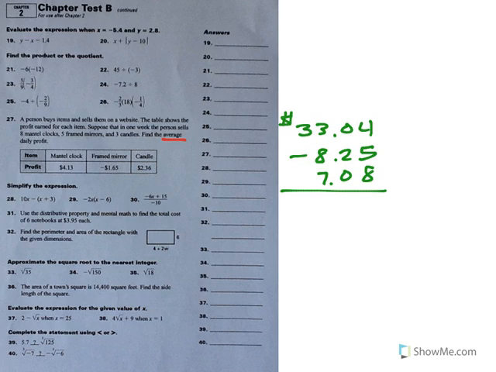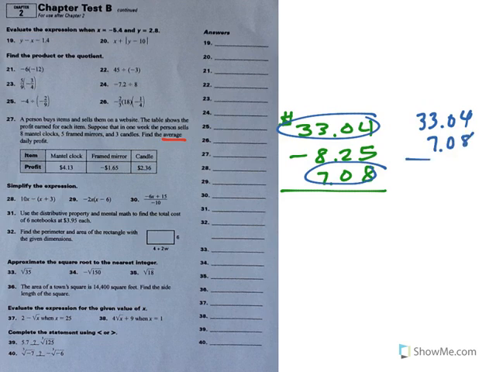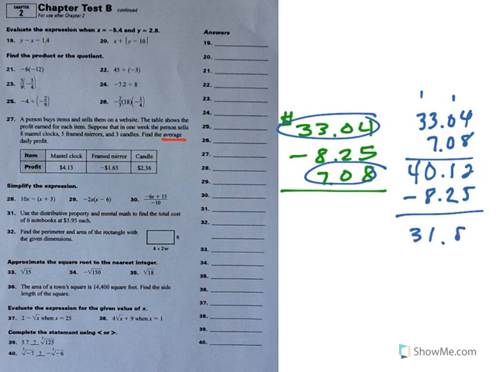So $33.04 plus, you know what I'm going to do? I'm going to do $33.04 and $7.08 first. 2 carry the 1, and that's $40.12. Let's go ahead and subtract now 8 1/4, and that gives us $31.87.